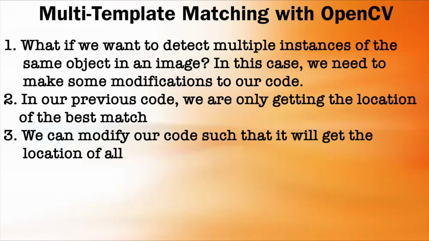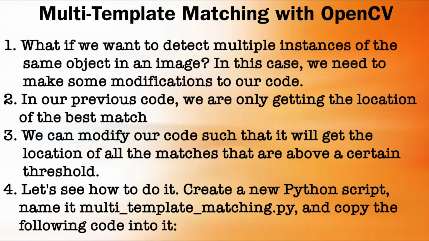What if we want to detect multiple instances of the same object in an image? In this case, we need to make some modification to our code. In our previous code, we were only getting the location of the best match. We can modify our code such that it will get the location of all the matches that are above a certain threshold. Let's see how to do it.